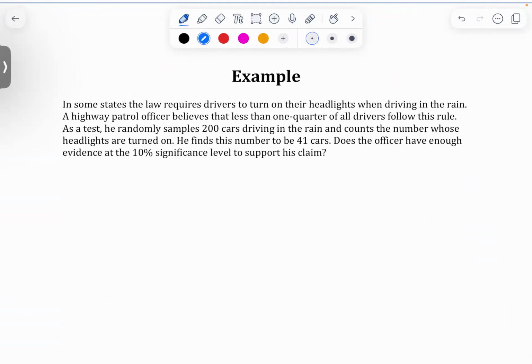In some states, the law requires drivers to turn on their headlights when driving in the rain. A highway patrol officer believes that less than 1/4 of all drivers follow this rule. As a test, he randomly samples 200 cars driving in the rain and counts the number whose headlights are turned on. He finds this number to be 41 cars. Does the officer have enough evidence at the 10% significance level to support his claim?